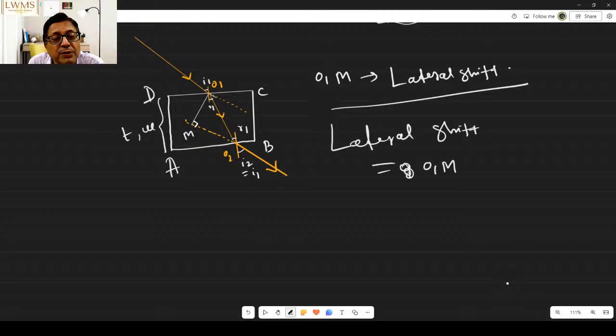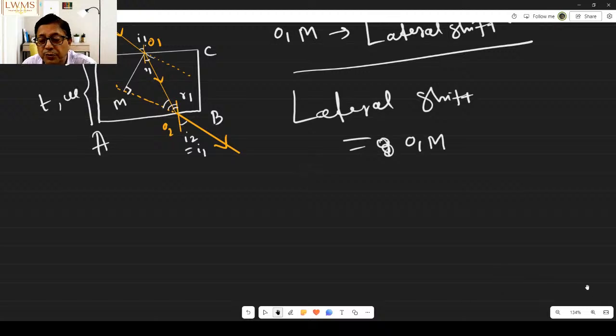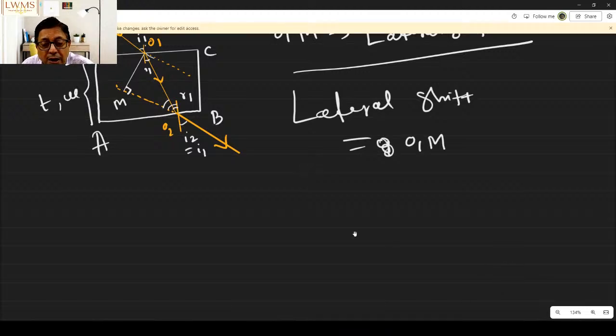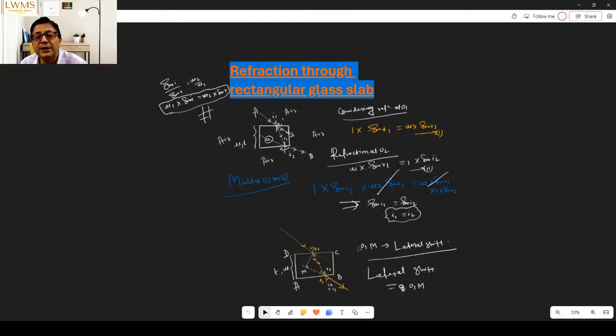If this one is R1, what about this angle? See, this one is I1, we have proved this one is I1. So its vertically opposite angle is going to be I1. Vertically opposite angle is going to be I1, isn't it?